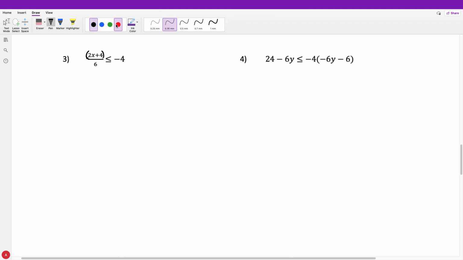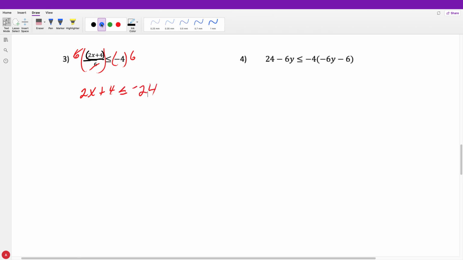So remember, fraction bar we can think of as division. So to get rid of division, we're going to multiply. So first we would need to multiply both sides by the 6. All right, they cancel out. So now I'm left with 2x plus 4 is less than or equal to negative 24.